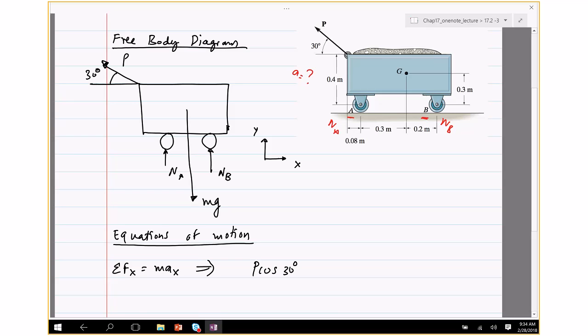So what's the sign on that? It's negative because my convention is x is positive to the right. Is mass times the acceleration of the cart.